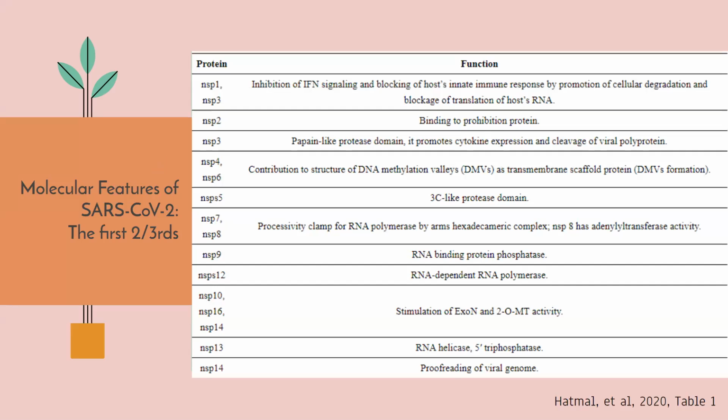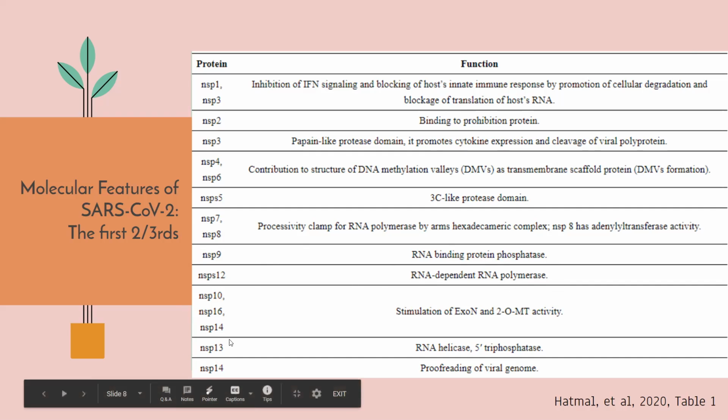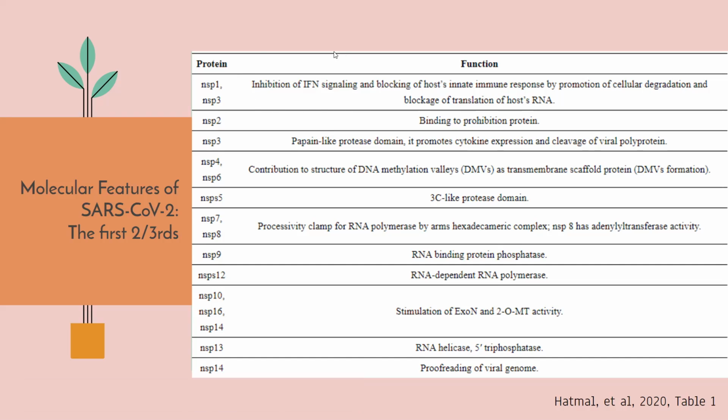As I just noted, the first 2/3 of the SARS-CoV-2 genome code for what will eventually become 16 non-structural proteins that have various functions for the virus, as summarized here from the HAPMAL 2020 study. Although NSPs don't contribute to the structure of the virus, they have many functions, from facilitating viral replication, as shown with NSP 12, making that RNA-dependent RNA polymerase, and NSP 14, for viral genome proofreading. And then there's also modulation of the host immune response as seen with NSPs 1 and 3, inhibiting host interferon signaling.